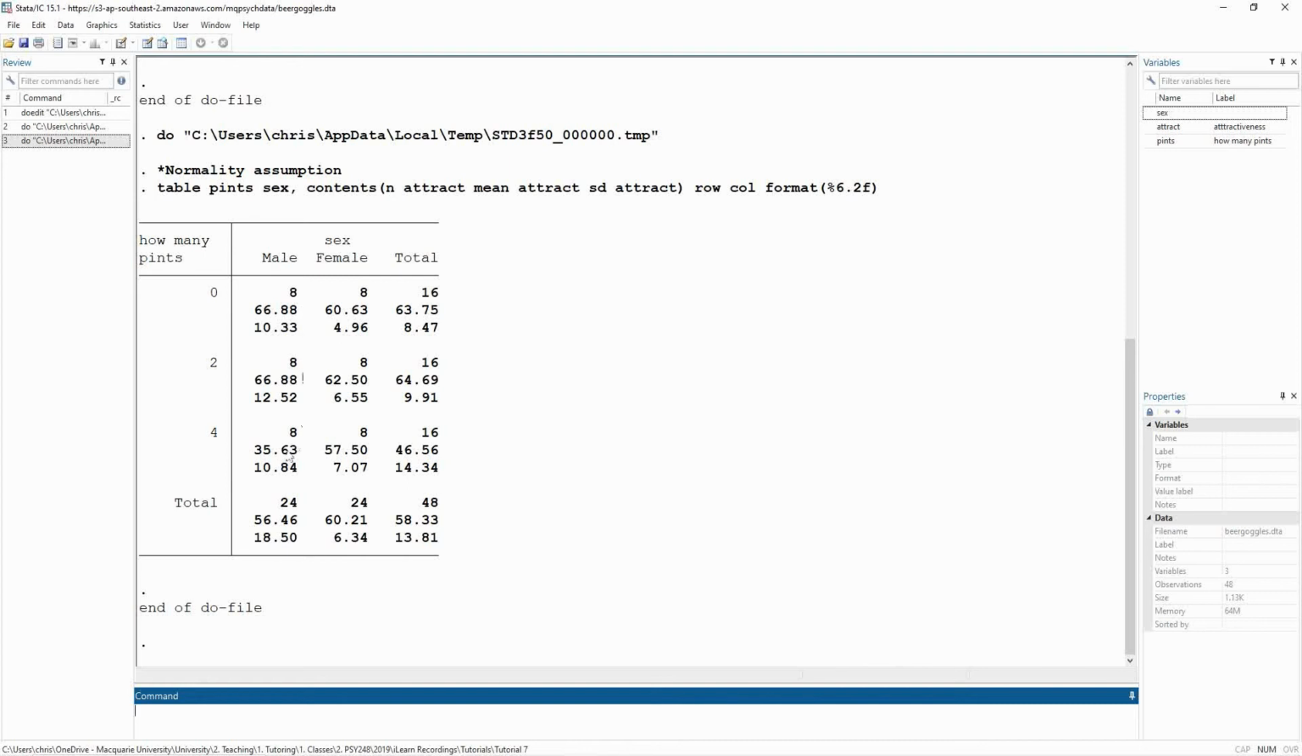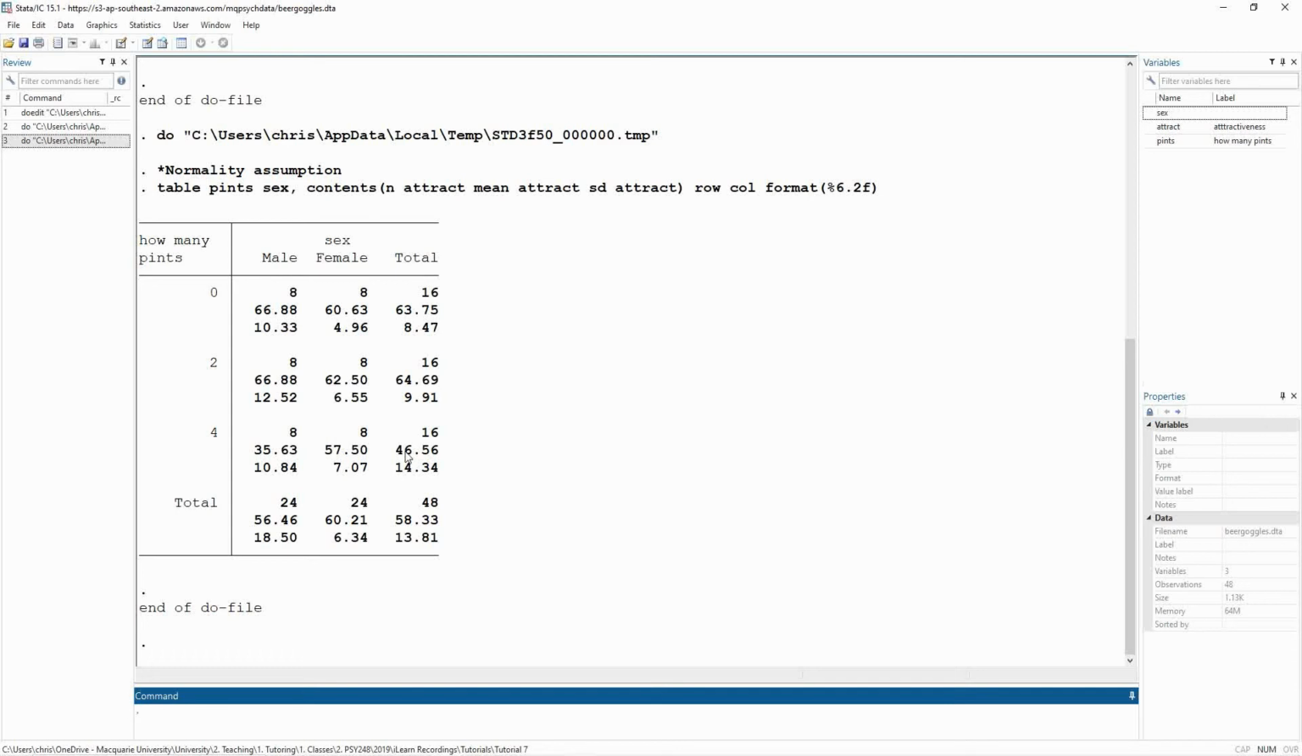And the fact that males' ratings are affected more than females, because attractiveness goes from 66.88 to 35 for males, but 60 goes to 57 for females, the odds are we are going to see an interaction here. These differences are not the same. The interaction will also do 2 to 4 for both males and females and ask, well, is that difference the same? And it's not going to be.